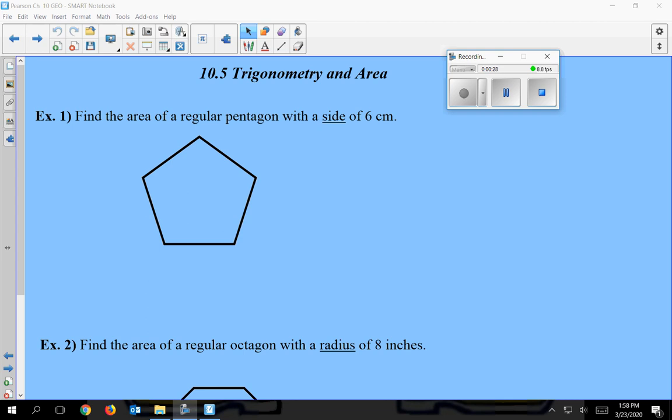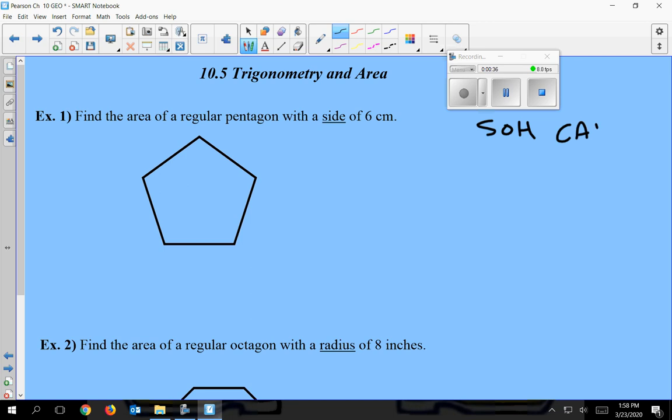So first thing we've got to make sure that we remember is SOHCAHTOA. So remember sine, cosine, tangent, and we have this to help us with the trig function, and then what sides of the triangle create the trig function. So you might want to remember that, and hopefully we'll get through this.